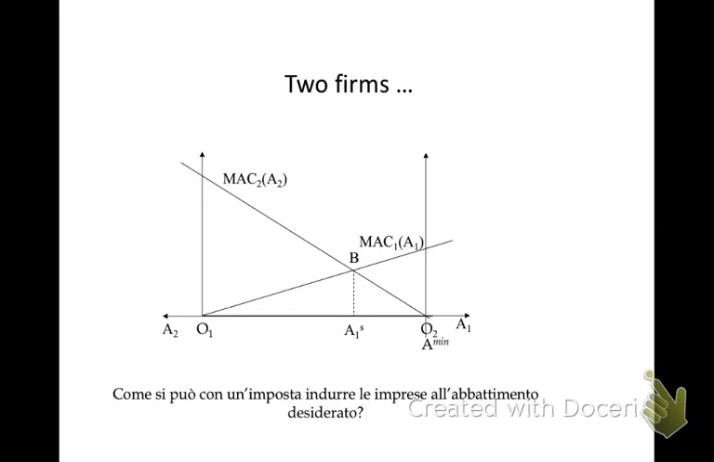And why? For the first firm, it is not very costly to abate. Okay? So the first firm prefers to abate a lot rather than paying the tax. For the second firm, it is rather costly to abate. So the second firm prefers to have a lower amount of abatement, but paying more taxes.